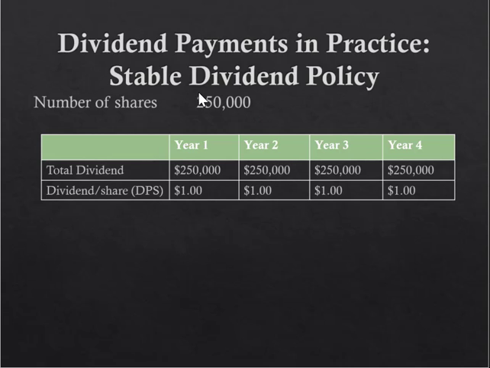In this particular case, where you've got a stable dividend policy with 250,000 shares, the dividend just stays the same at $1 per share for $250,000. Doesn't matter what the capital budget was, we're paying $1 per share.